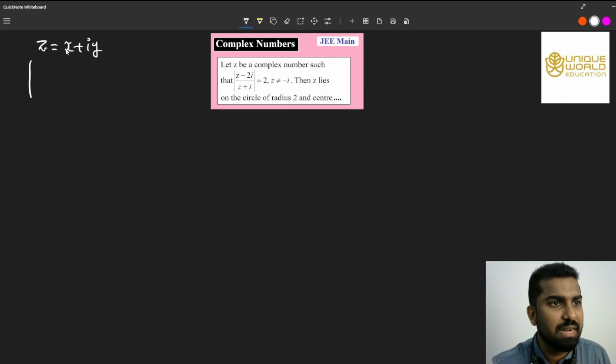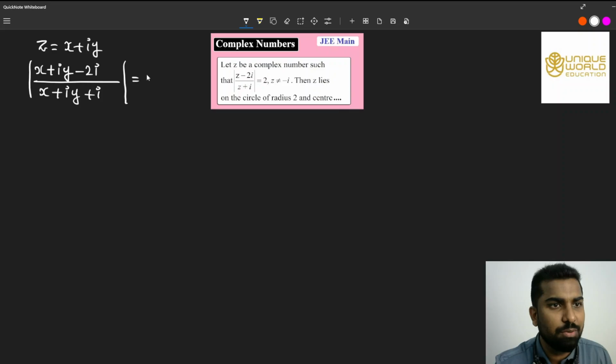I am just plugging this in here. Instead of Z, I am writing x plus iy, because I started with x plus iy. So the modulus of (x plus iy minus 2i) divided by (x plus iy, plus one more i) will be equal to 2.